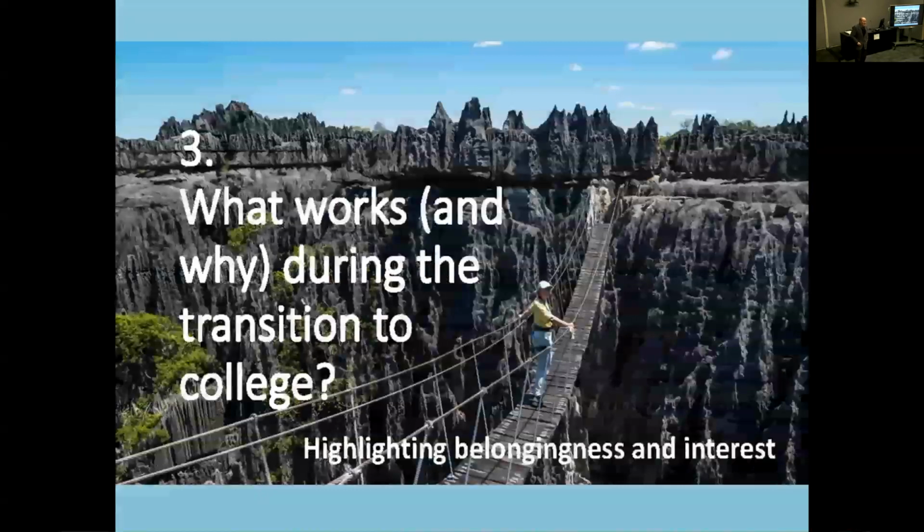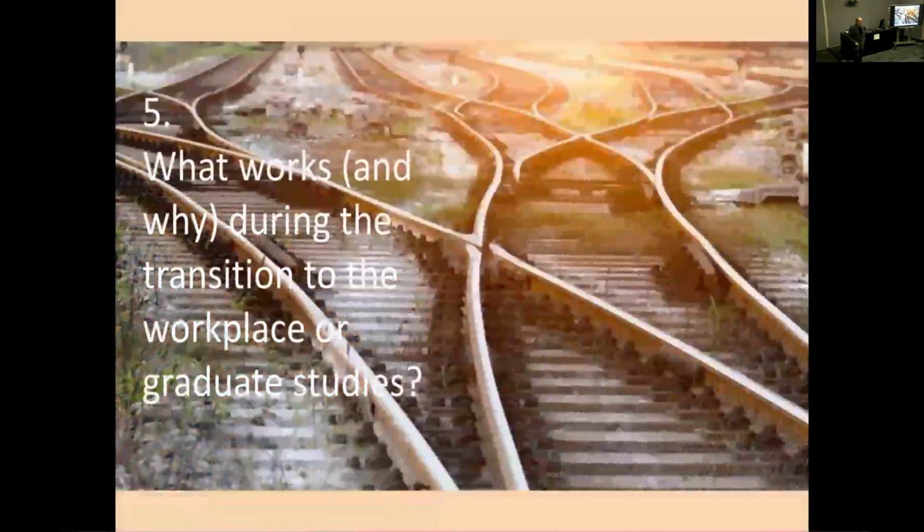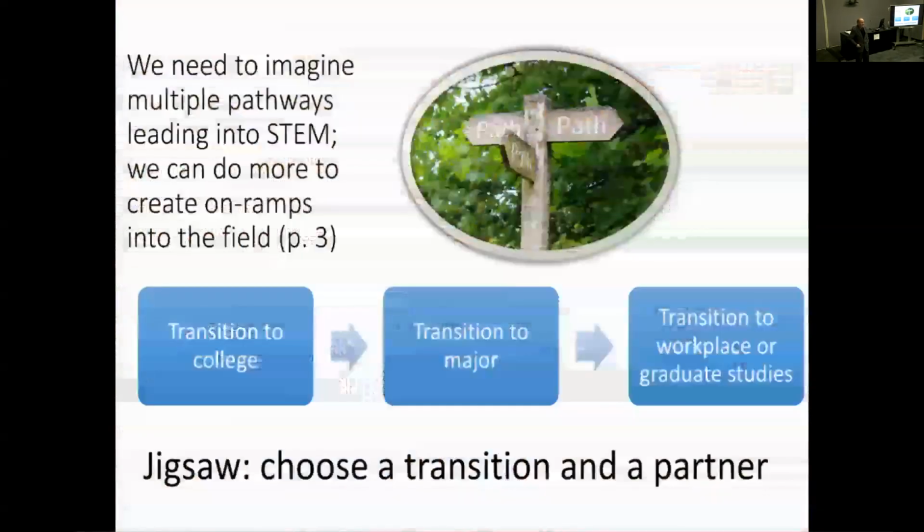So this particular monograph asks several questions. What works and why? How do we get these kids to college to begin with? How do we transition them to university, to college? And if we get them to college, how do we get them to STEM? How do we get them to transition to an engineering major? And finally, if we get them into the university and into an engineering major, how do we graduate them and get them on their way for a professional career?